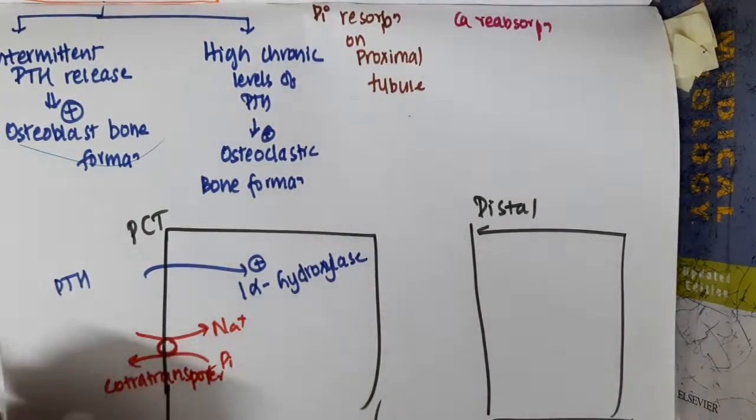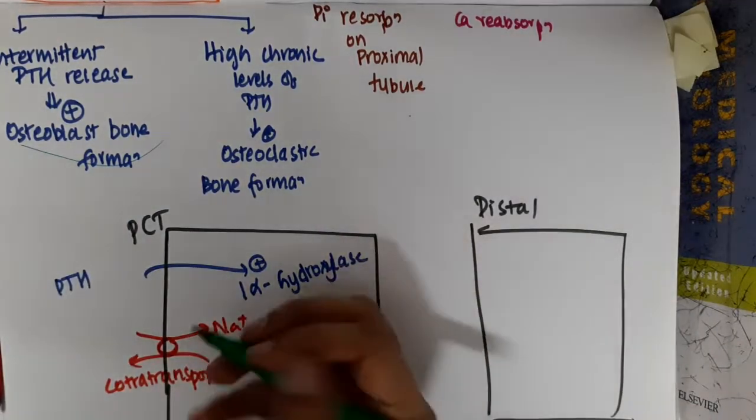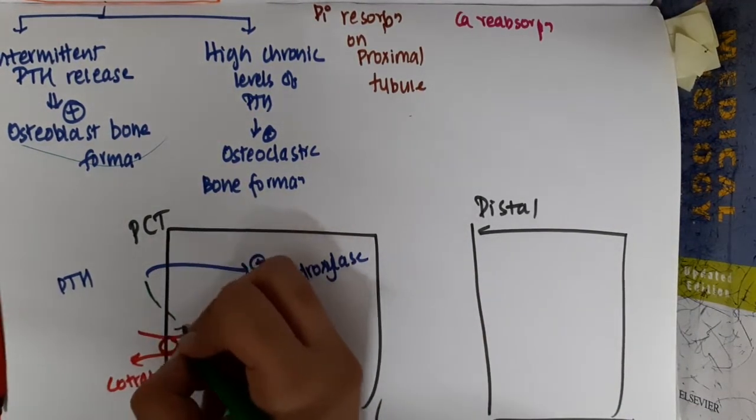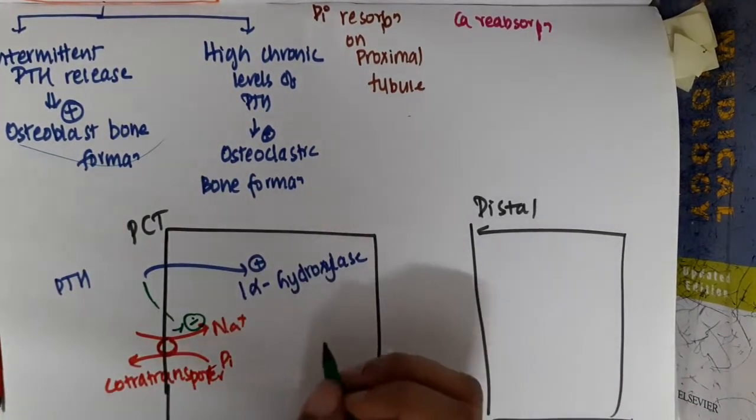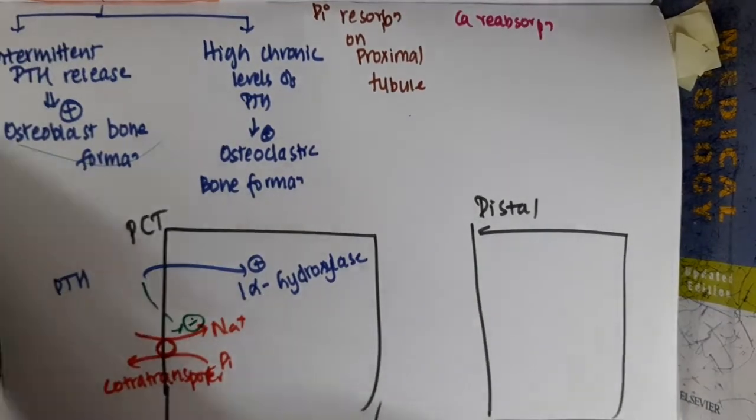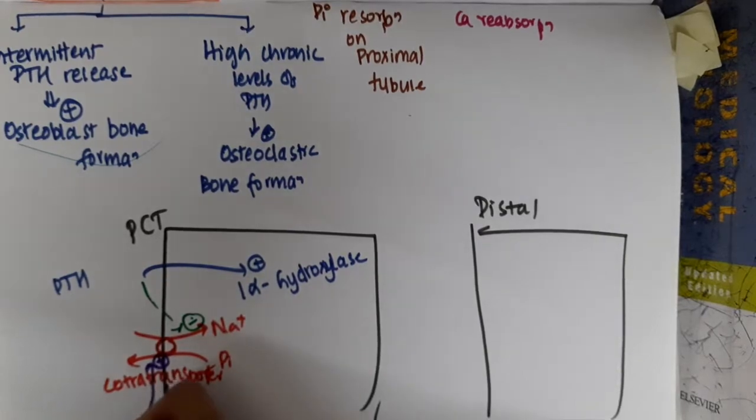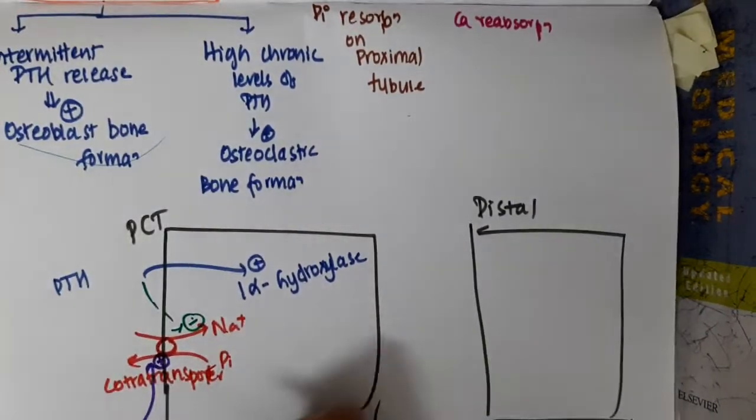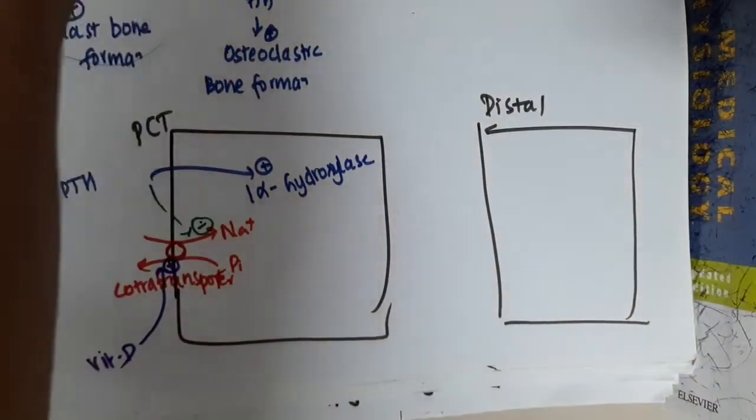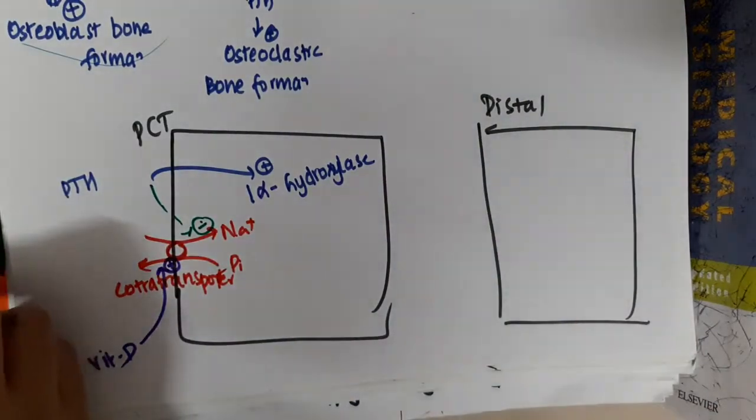Okay, it activates the 1-alpha hydroxylase, and this will also inhibit this transporter, whereas this transporter is actually promoted by or activated by vitamin D, thus causing increased phosphate reabsorption, inorganic phosphate reabsorption.